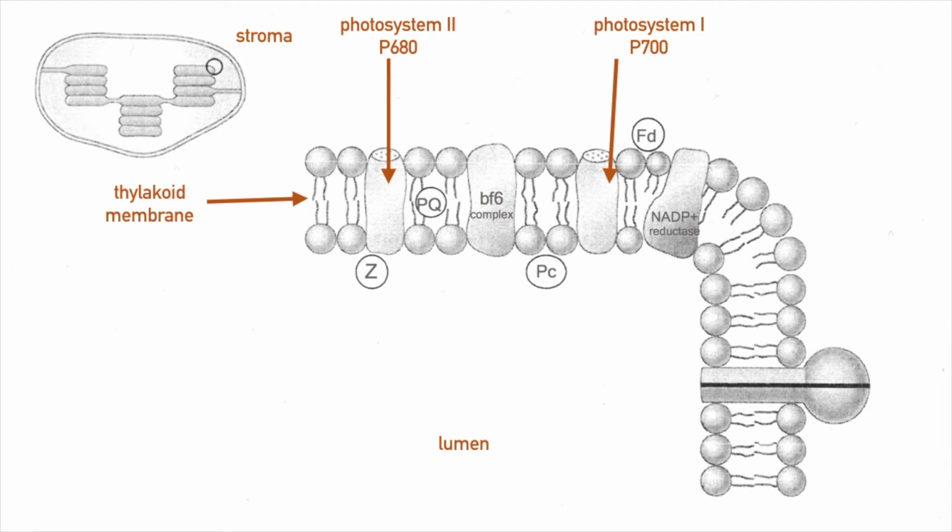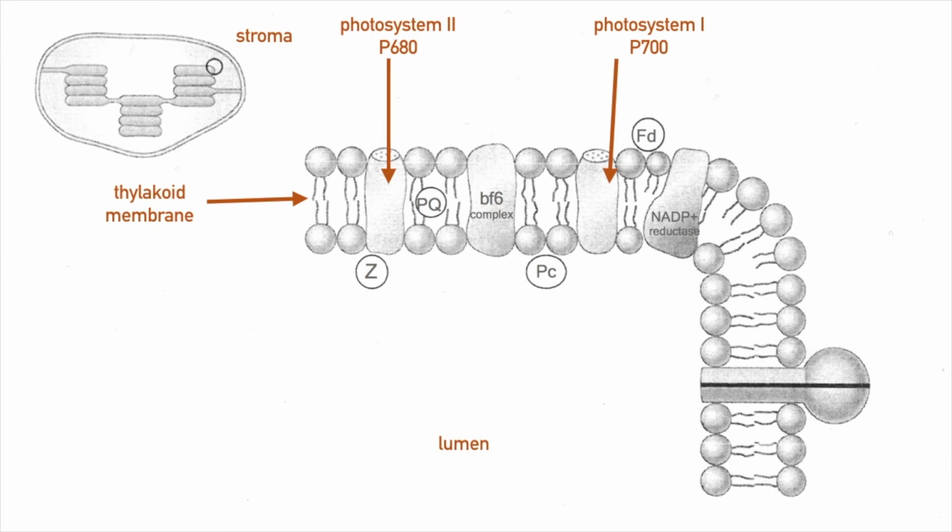Now, I've also labeled on here the two photosystems. The first photosystem is called photosystem 2, and the second photosystem is called photosystem 1. I know, it makes no sense. But that's because the photosystems were actually named basically in the order that they were discovered, not in the order in which they appear and function within the electron transport chain. So something we have to deal with. The first photosystem is called photosystem 2. The second one is called photosystem 1.